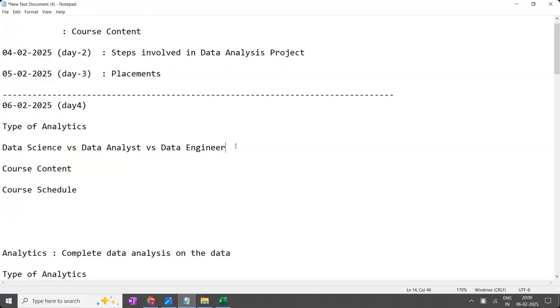Data engineer is collecting the data. Whether you have to analyze the data or predict on future data, first past data is required. Without data, nothing will be done. Who is going to collect the data? These people are going to collect the data.